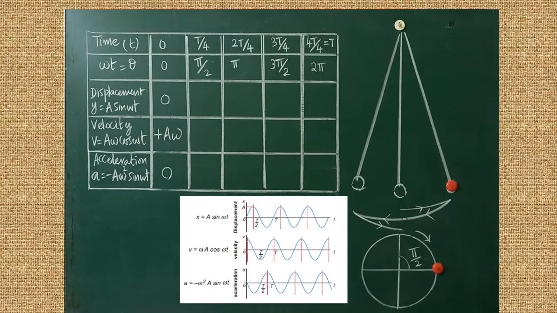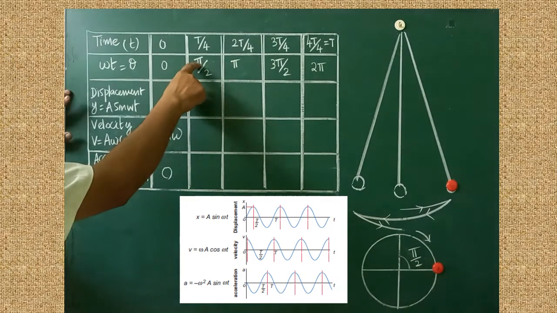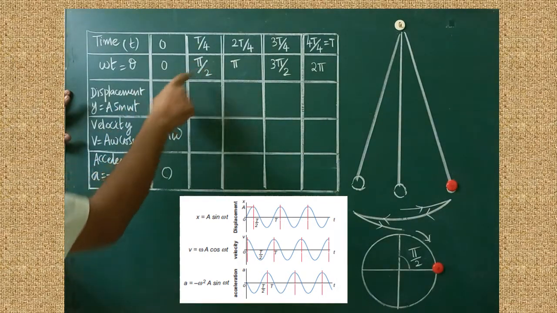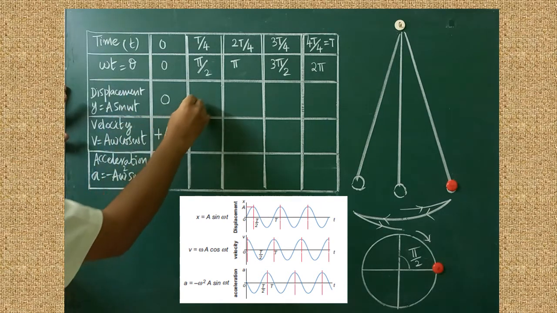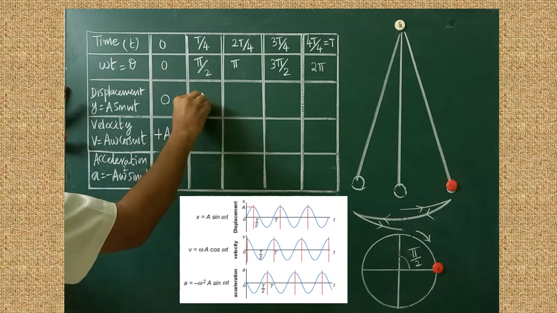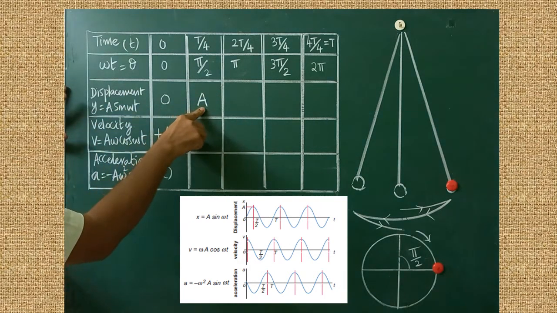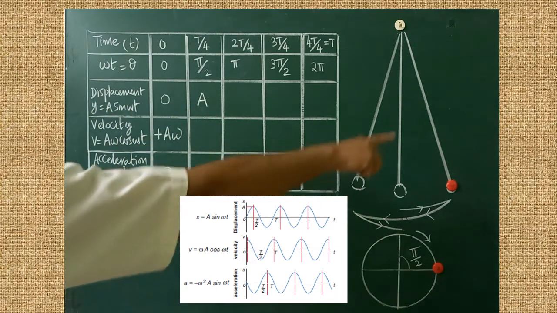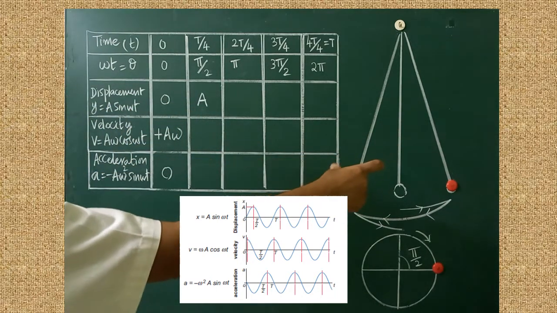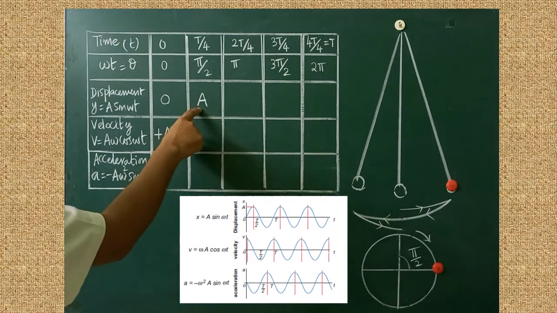So substitute now. This is 90 degrees, so sin 90 must be substituted instead of omega t. Sin 90 is equal to 1. Therefore, the displacement y is equal to a. This is nothing but the amplitude, the maximum displacement of the vibrating particle. So when it reaches the right extreme, the maximum displacement is the amplitude, which is a.